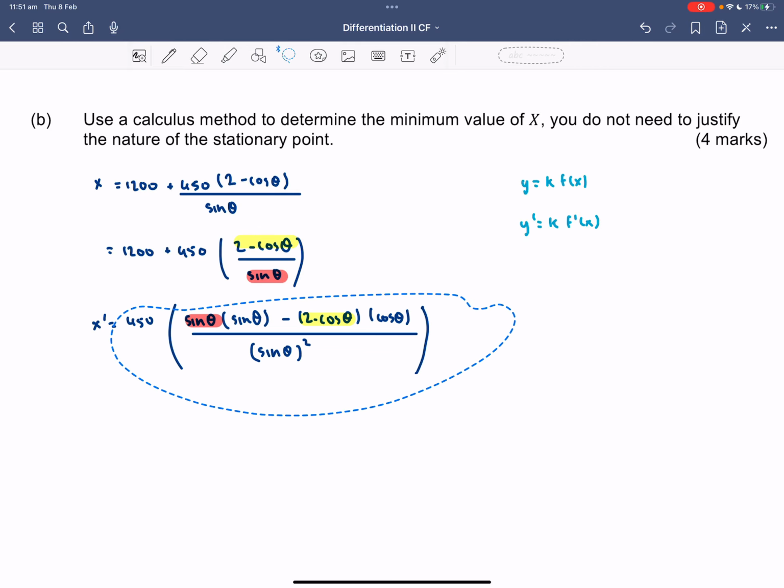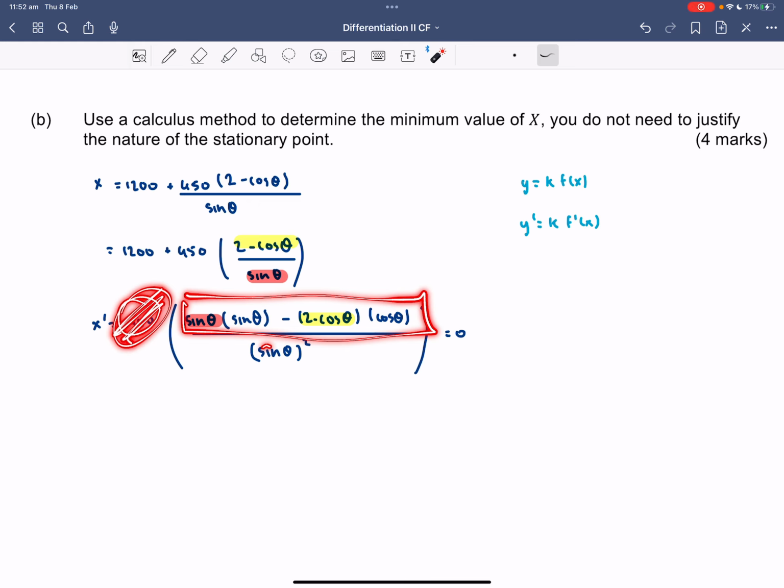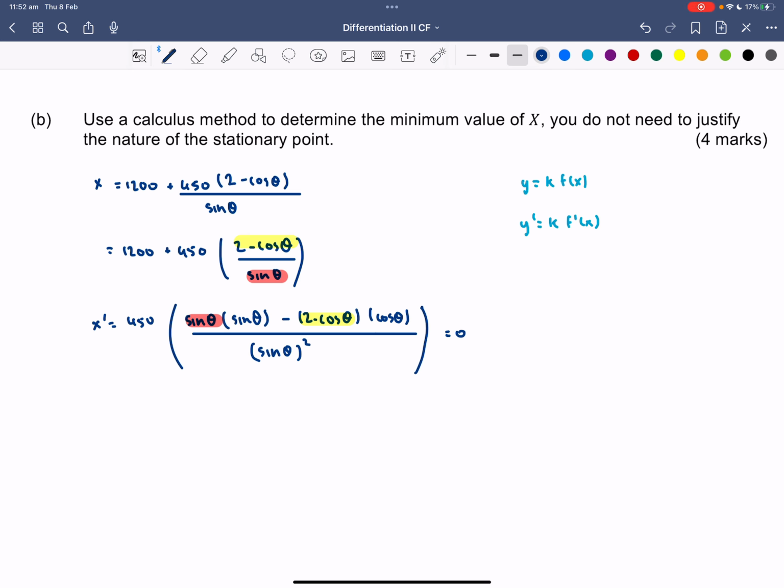And now all we need to do is let that equal 0. Now remember, when a fraction is 0, what part's 0? The top is 0. So all we want is this bit here to be 0. It's not 450, that's 0. It's not sine theta squared, that's 0. It's the numerator, that's 0. So what we have is sine squared theta. Take, now remember the take carries on to the entire thing, so take away 2 cos theta, and then it's going to be plus 2 cos squared theta equals 0.